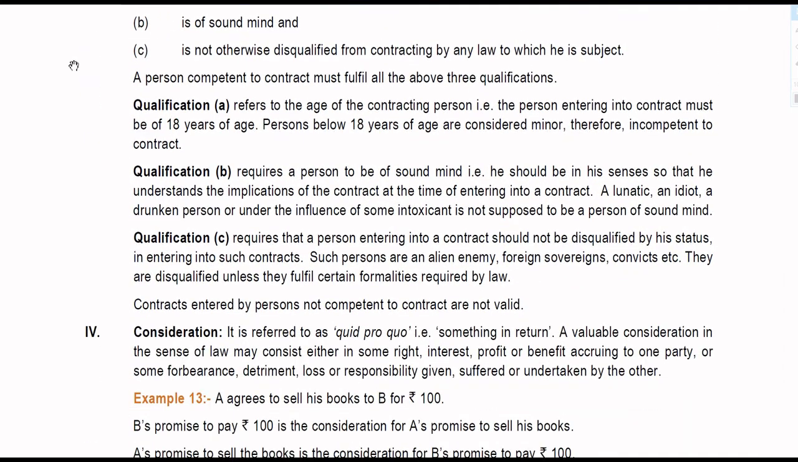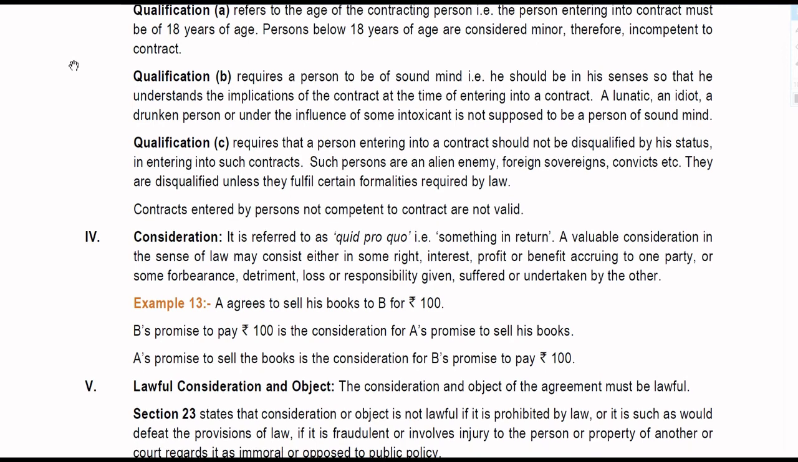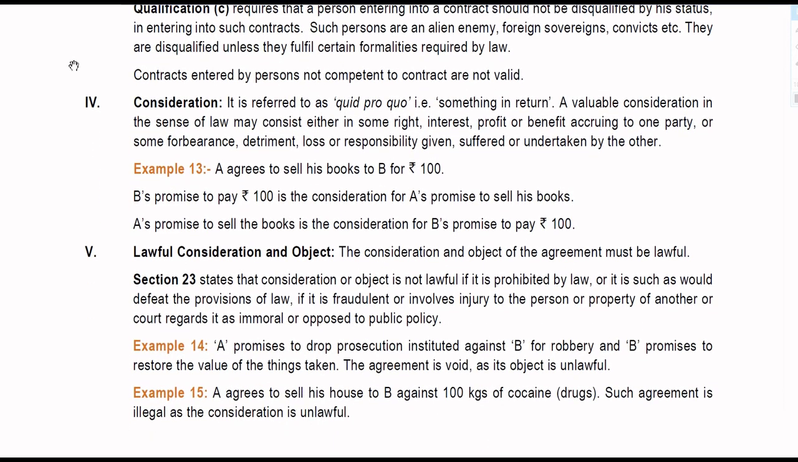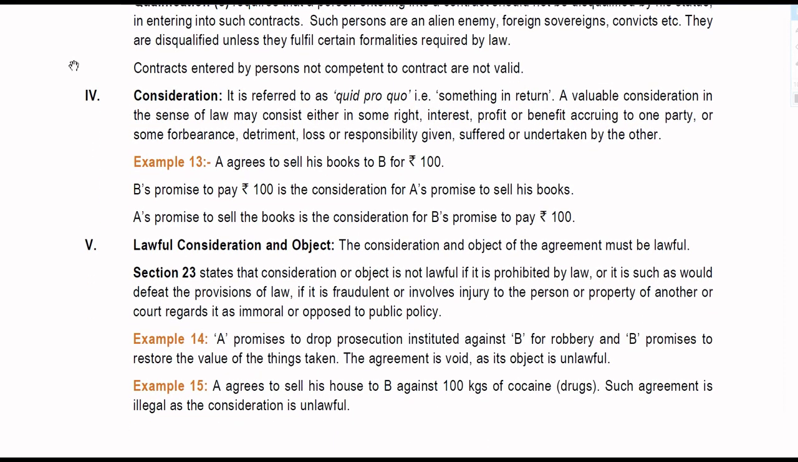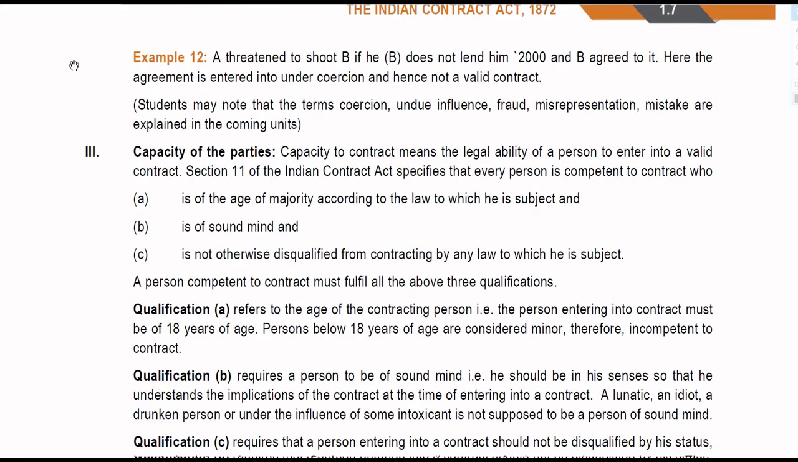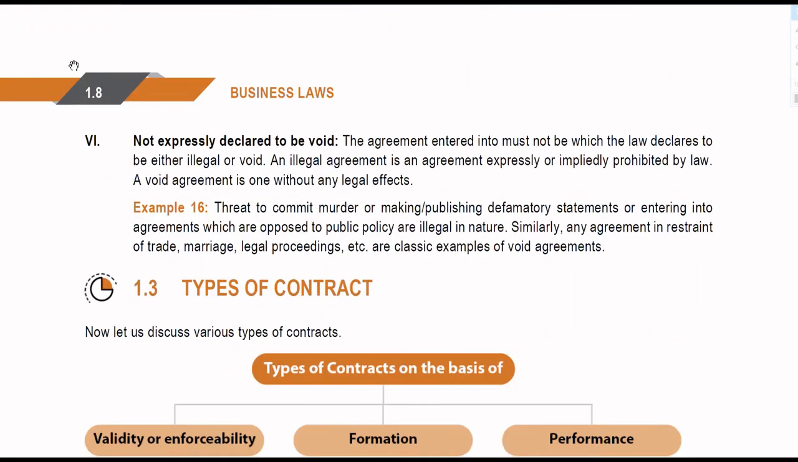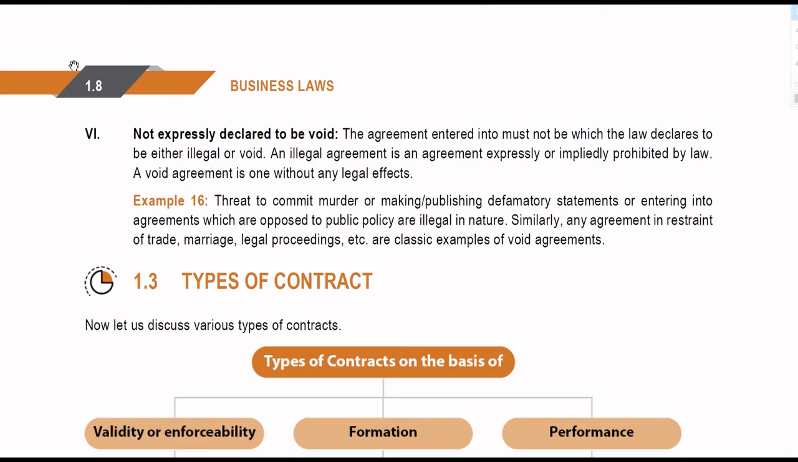And in another point, consideration, we see that consideration is something in return. And the fifth one, lawful consideration and object. There should be lawful consideration and object. There should be legality in them. After that we have seen that the contract is not expressly declared to be void.